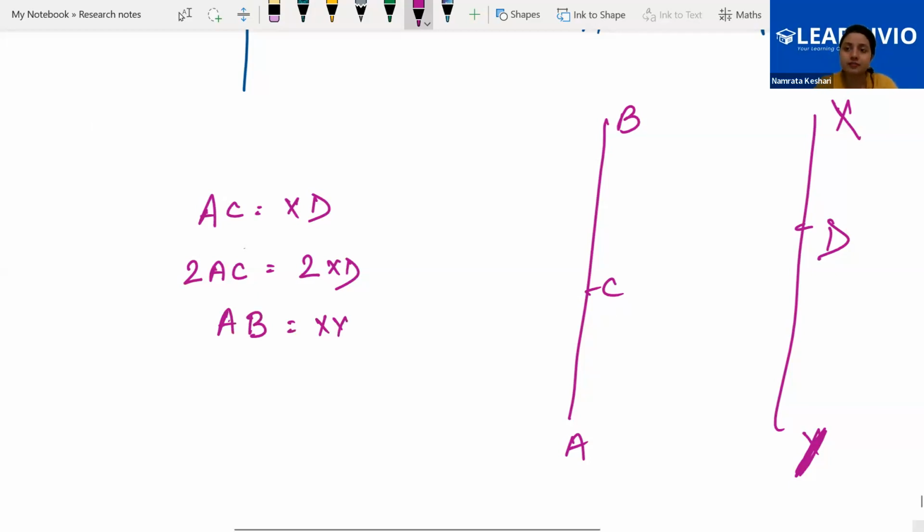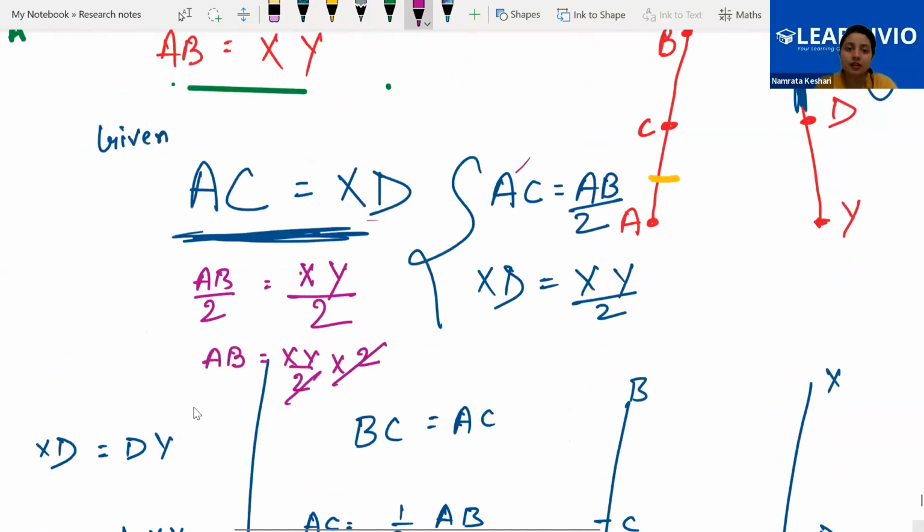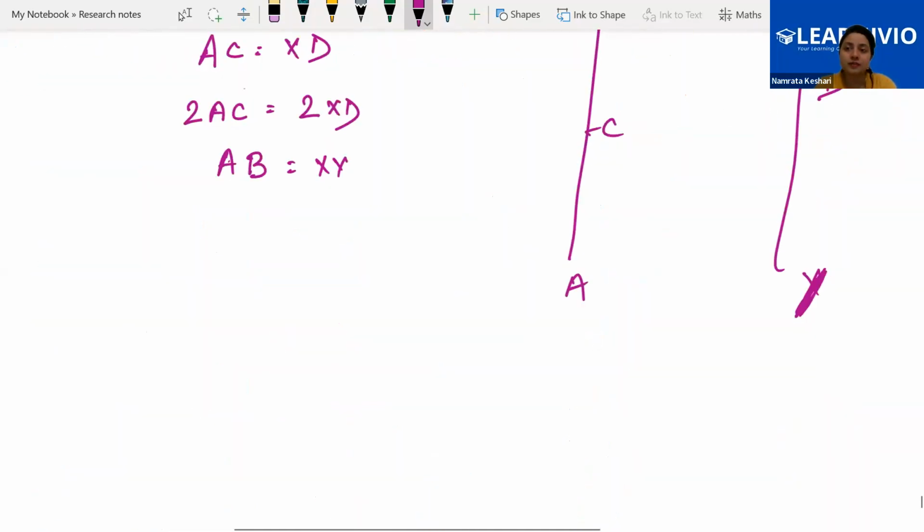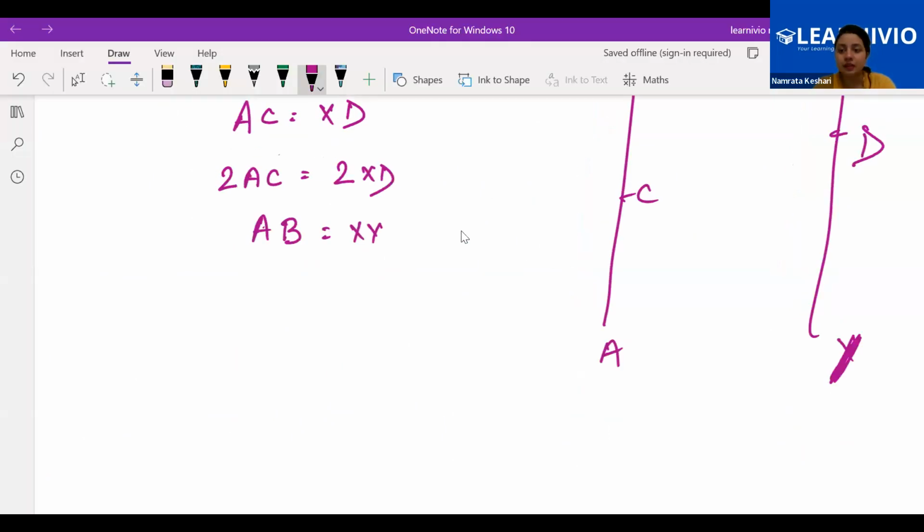Getting it? Either this way or that way. Any confusion? No, ma'am.